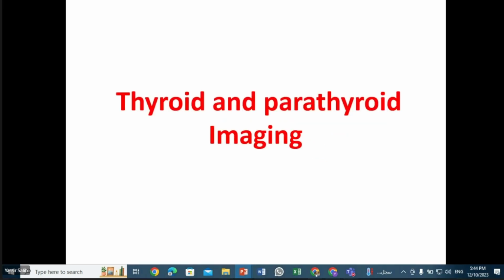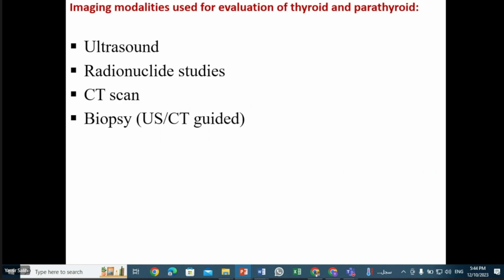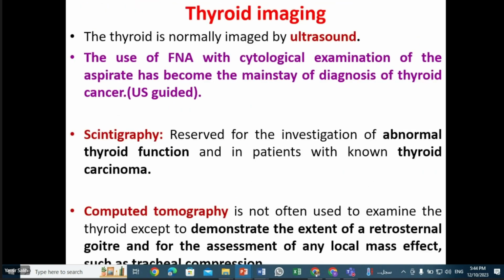and parathyroid imaging. In this lecture, you have to know what the technique is, what is the mainstay diagnostic technique of thyroid cancer.